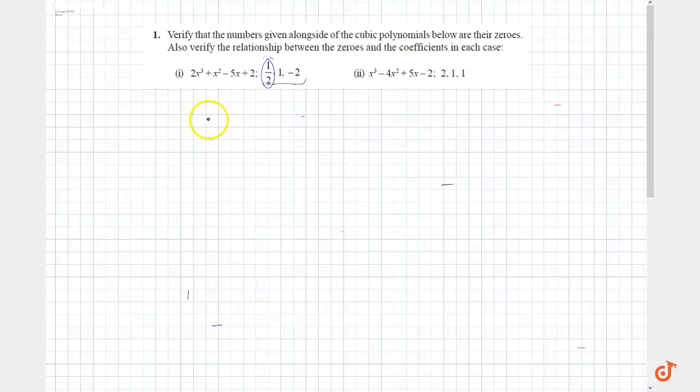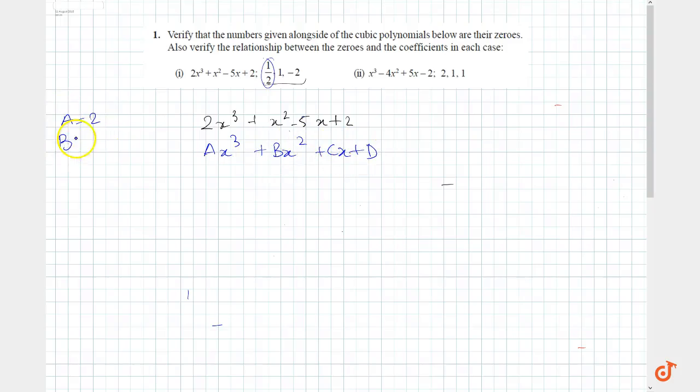So the equation that we have been given is 2x cube plus x square minus 5x plus 2. We compare it with ax cube plus bx square plus cx plus d. So a is equal to 2, b is equal to 1, c is equal to minus 5 and d is equal to 2.